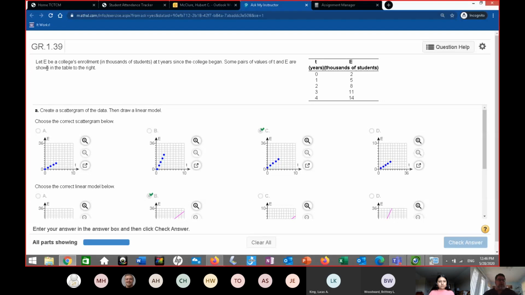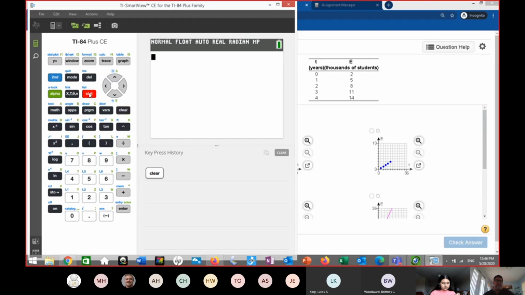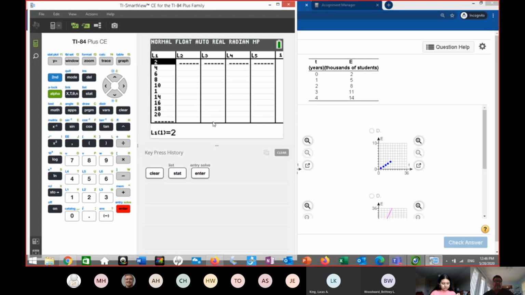Okay, it says, let E be a college enrollment at 2 years since it begins some pairs, showing the data. Create a scattergram. All right, well, if you got your calculator, we're going to do it in the calculator first. So get your calculator out. And we're going to go to Stat and Edit, and I'm going to type these in.